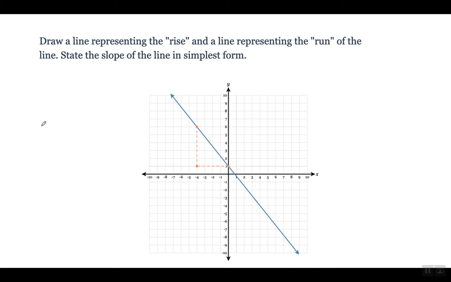All right, let's look at this one. Again, it's going down from left to right. I don't know why it gave me a bunch of these in a row, but it's going down from left to right, so the slope is going to be negative. Let me write the formula here.